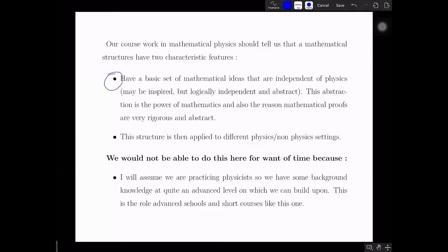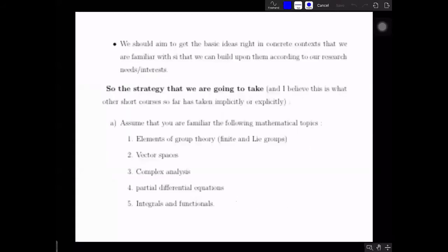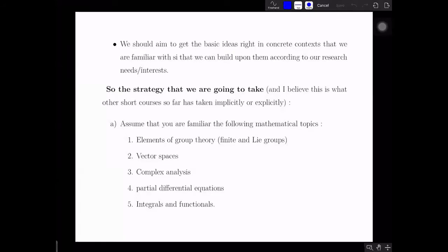This is the typical structure of a mathematical physics course, but we would not be able to do this. This would take us a semester and maybe more. And in fact, that is not the aim of this advanced school. Since we all are practicing physicists, we have some background knowledge at quite an advanced level, like the master's level. So we will try to build upon that, so that we can immediately start thinking about these ideas from examples that we already know. So that's going to be the strategy that I'll take. And I guess this is the strategy of all short advanced level courses that we have all been part of.